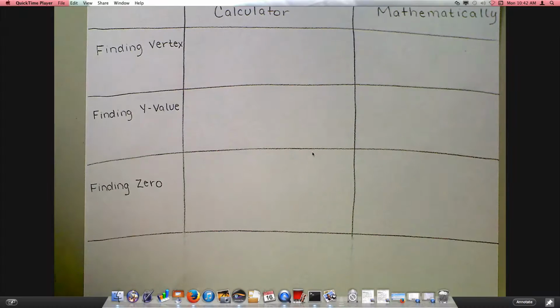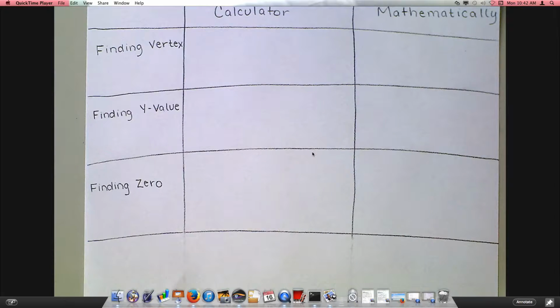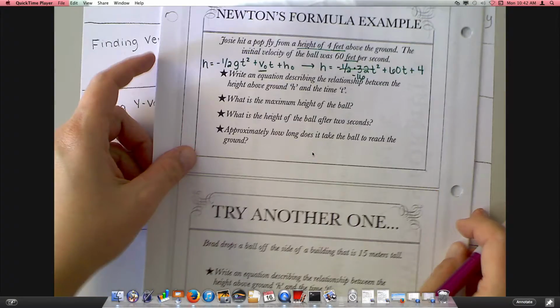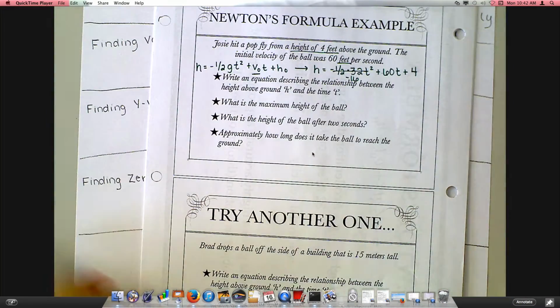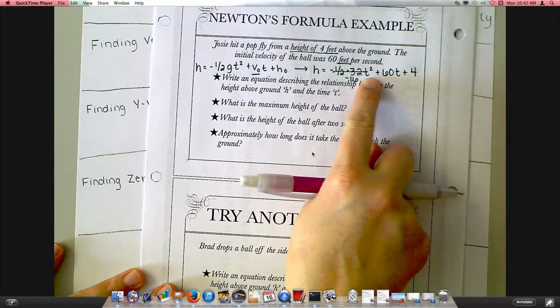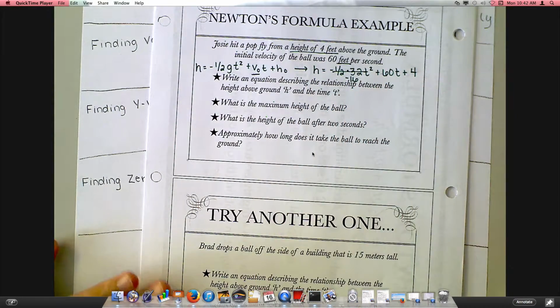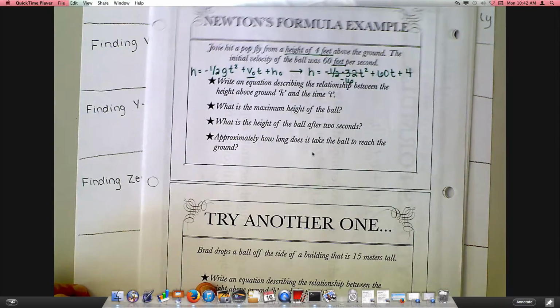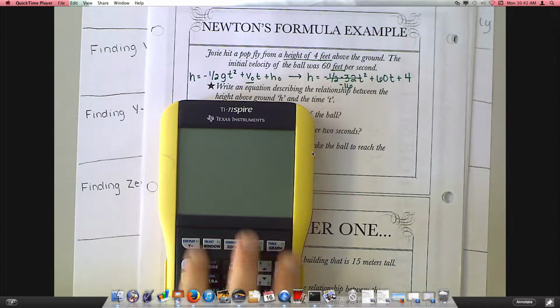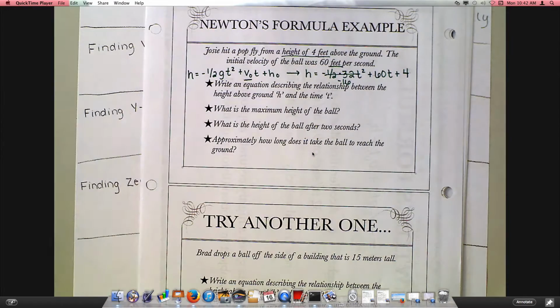I'll back up. I think we got to at least write the equation for the first example in our notes on Friday. Just in case you don't have it in front of you, this is the equation I'm working off of: h equals negative 16t squared plus 60t plus 4. This is from that first example in your notes. I'm going to go ahead and type that into my calculator, and you can go ahead and do this with me. I need a calculator that works.